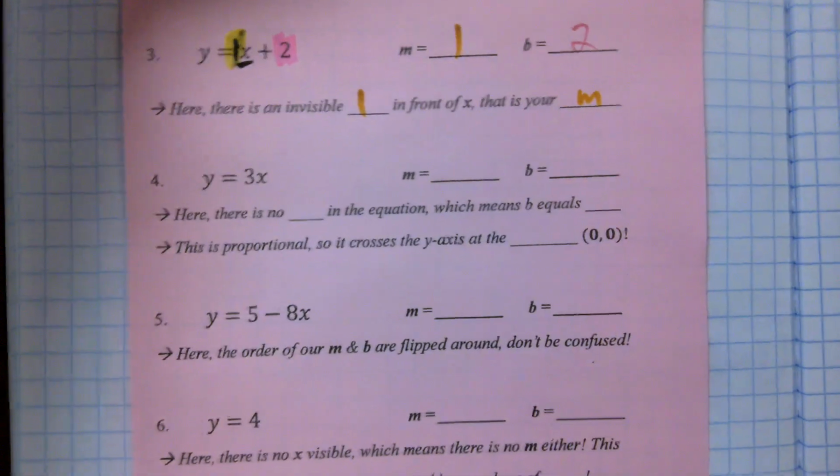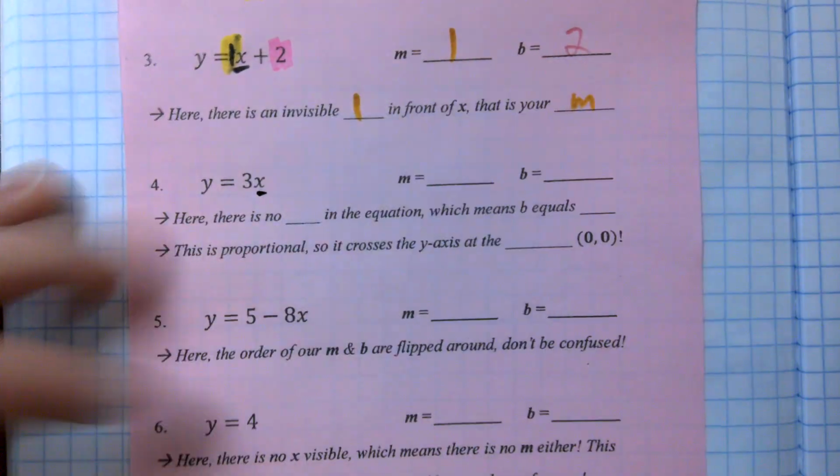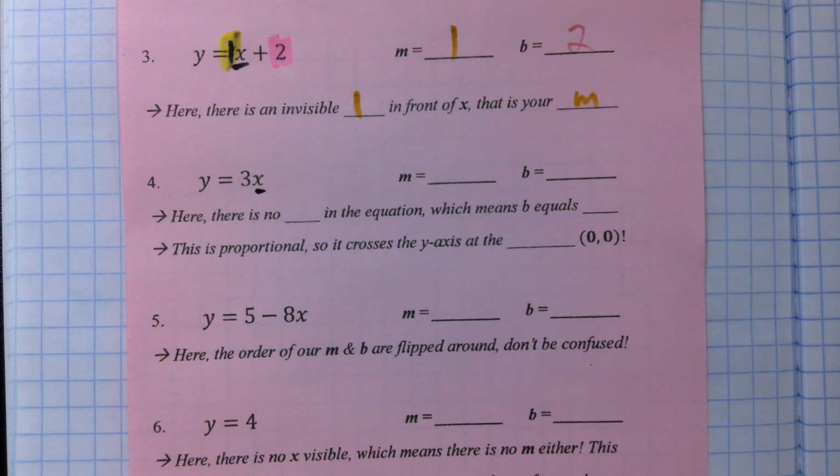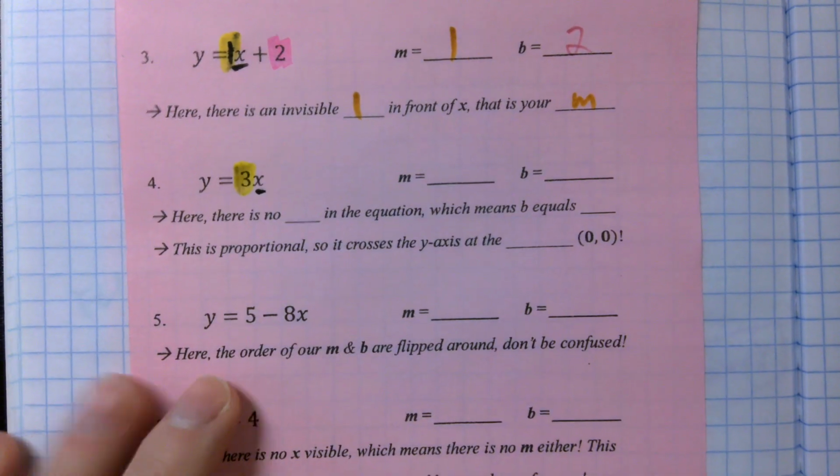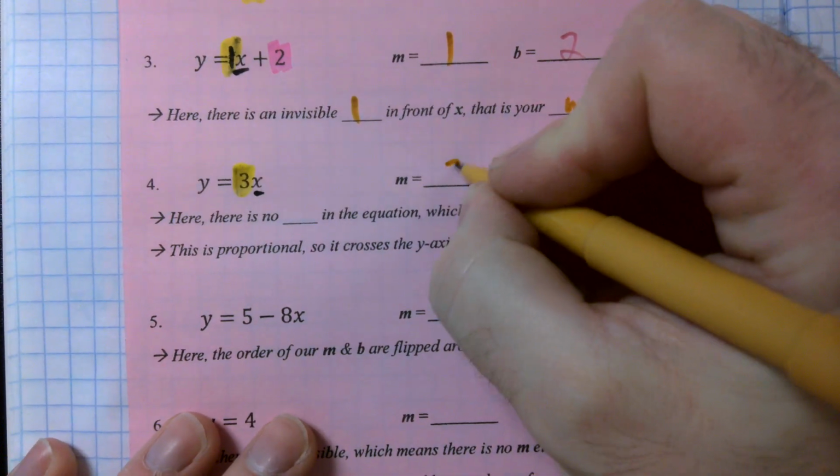All right, number 4. Underline your x. Do you guys see a number that's glued to the front of that x? Yep. What number is that? 3. I'm going to highlight in yellow. Is that my m or my b? That's my m.